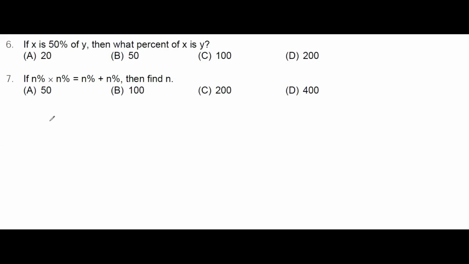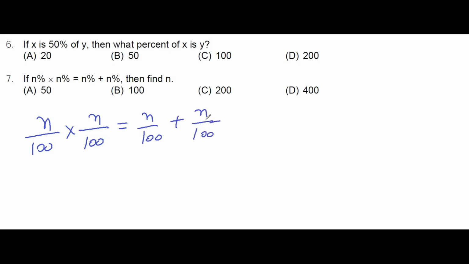Okay, so n percentage. I will write n percent multiply again n percent is equal to n percent plus n percent. Okay, so here I can multiply by 100 on both the sides. I'm going to multiply by 100, multiply by 100. Okay, here also I'm going to multiply by 100. So this 100 cancel, this 100 cancel, this 100 cancel. What I will get? I will get n into n, that is n square. N square by 100 is equal to, I will get n plus n, that is nothing but 2n.